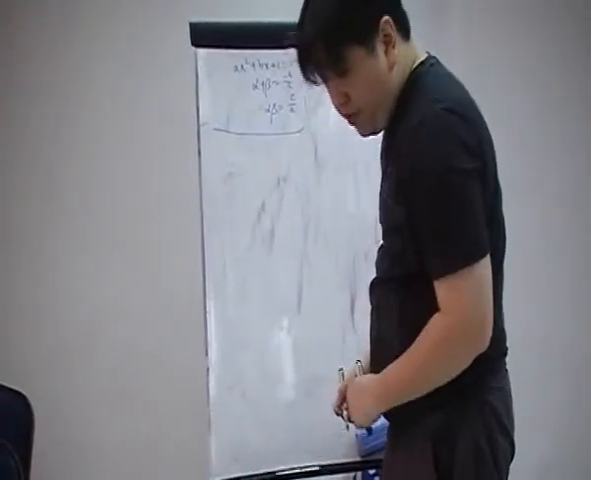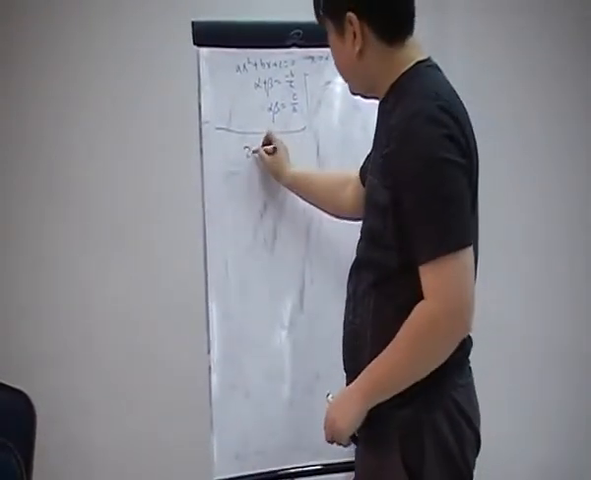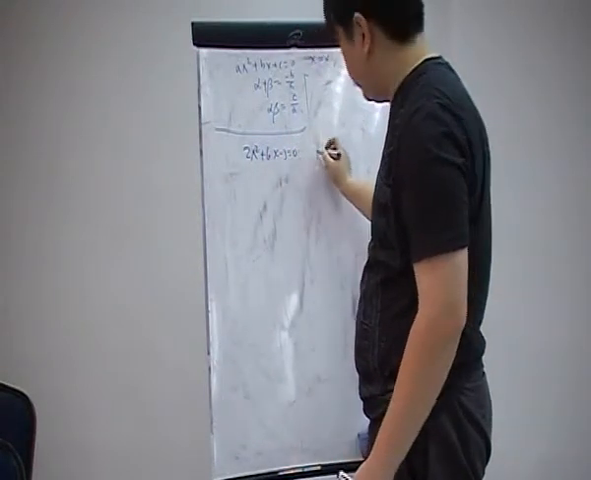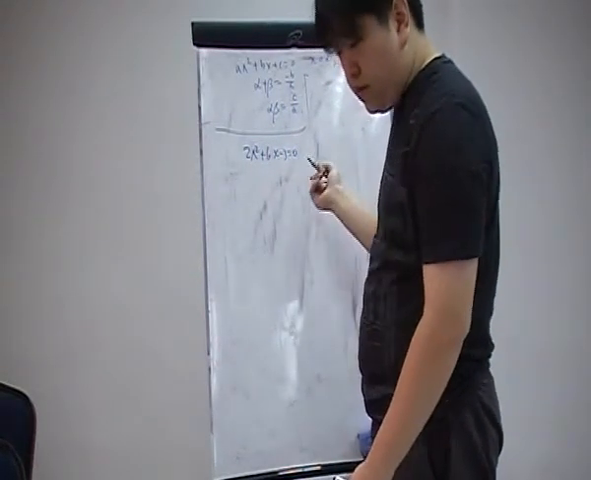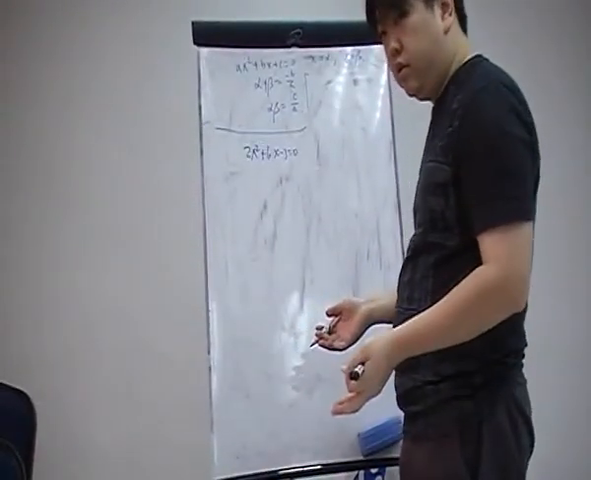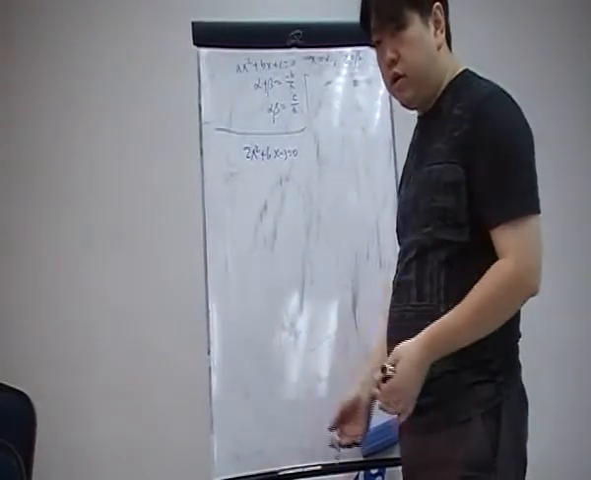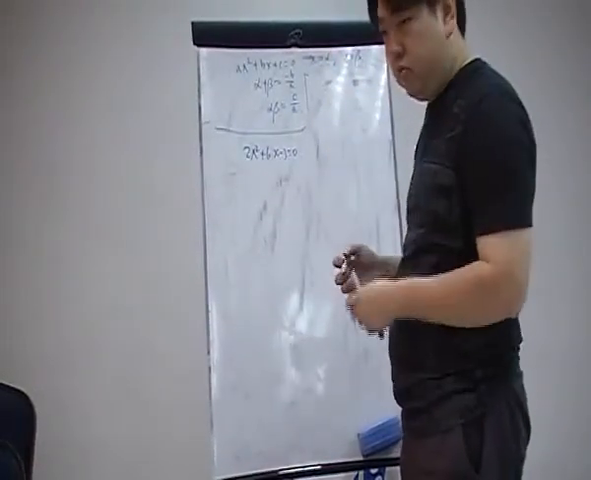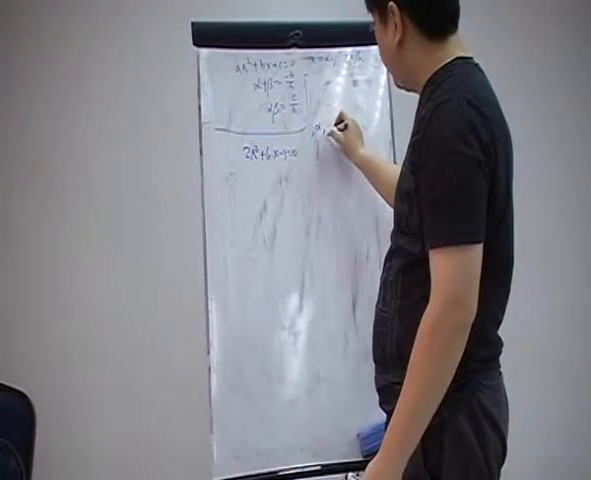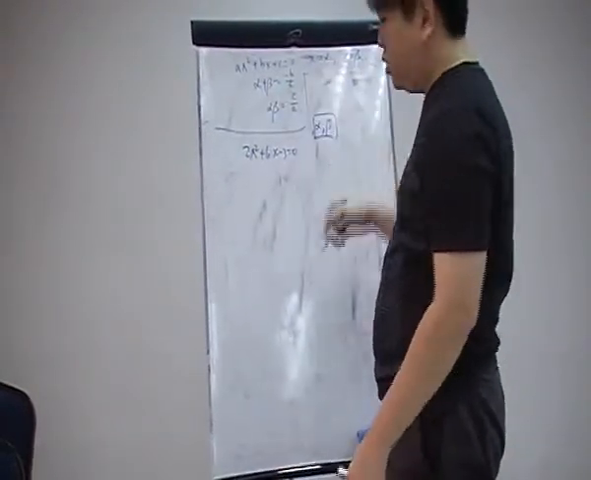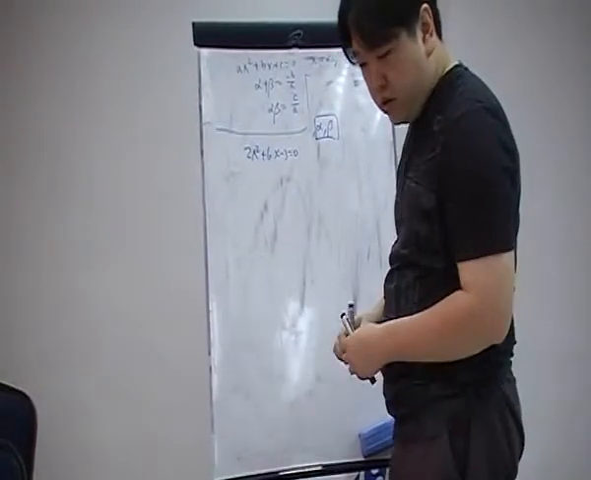Example 1. The equation 2x squared plus 6x minus 3 equal to 0 has roots alpha and beta. You know what's the meaning of roots? The answers, right? You have two answers. You don't know what the values are, so they call them alpha and beta first. So the equation has roots alpha and beta.